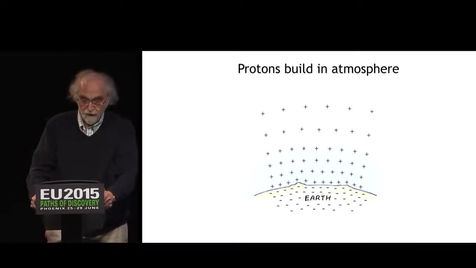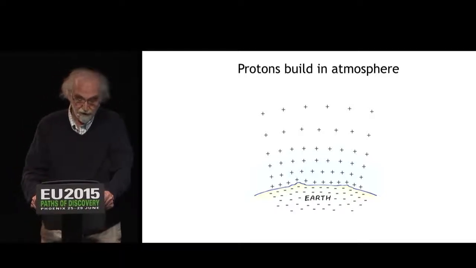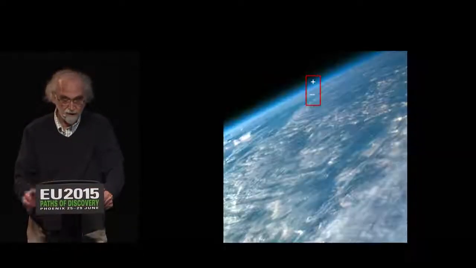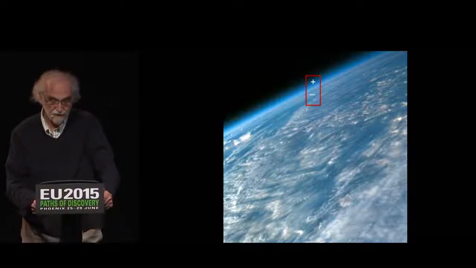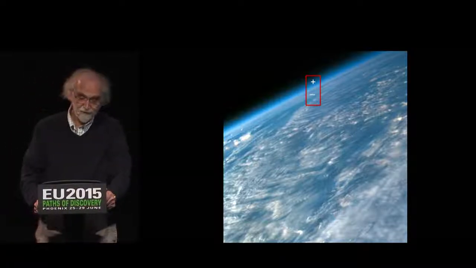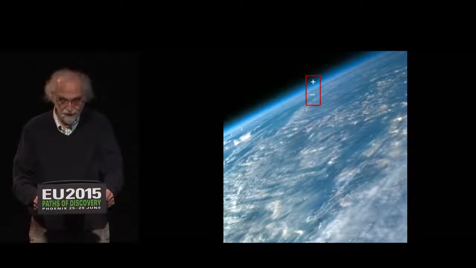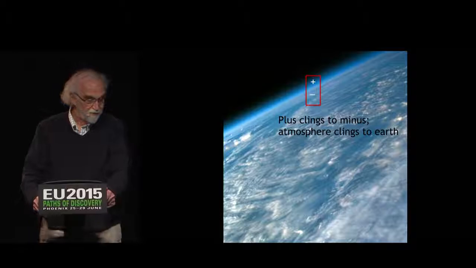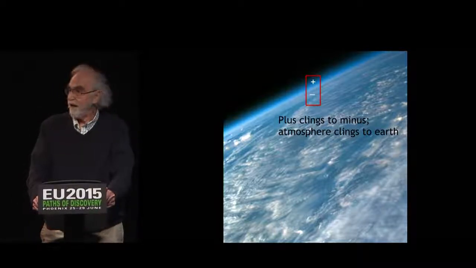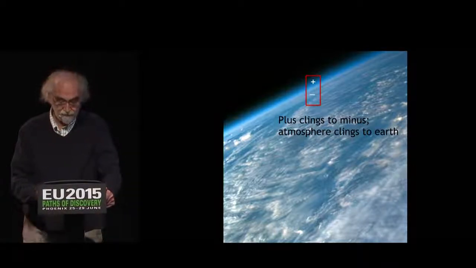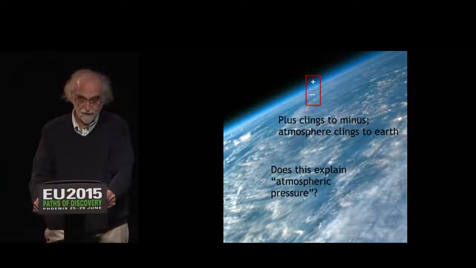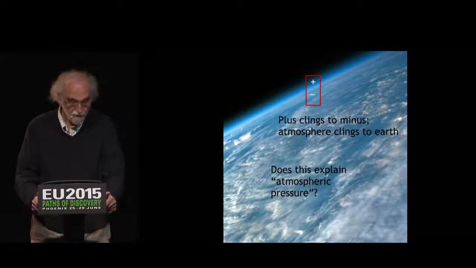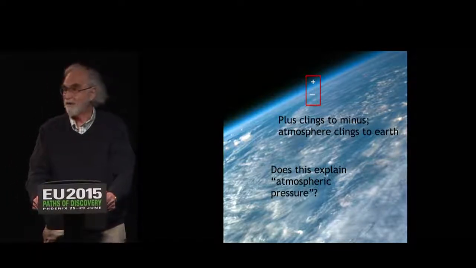You have positive charges in the atmosphere and negative charges on the Earth. And you think about that, plus and minus, you have a situation like this, and basic electrostatics tells you that the positive charges are clinging to the negative charges, and so the atmosphere clings to the Earth. And the question that arises, well, if the atmosphere clings to the Earth, it exerts pressure on the Earth. Does this explain atmospheric pressure?